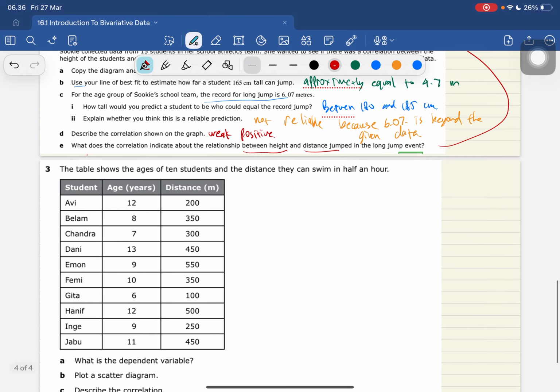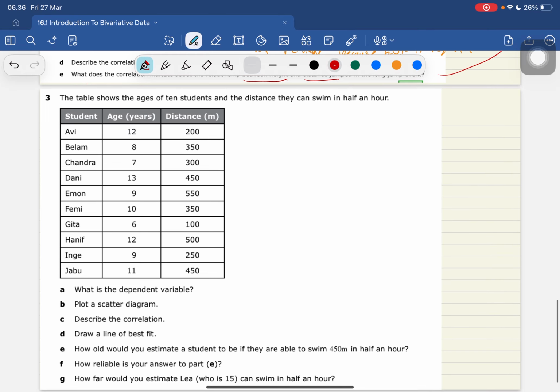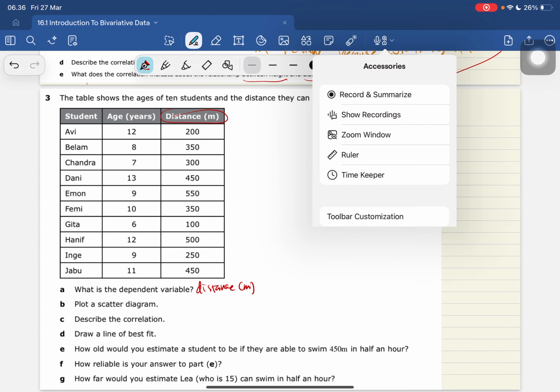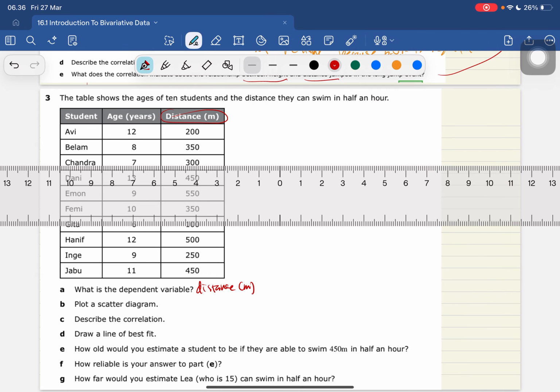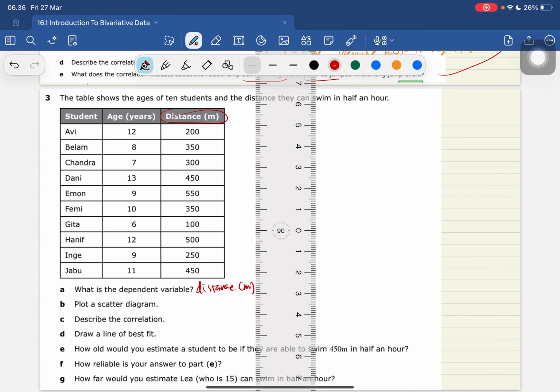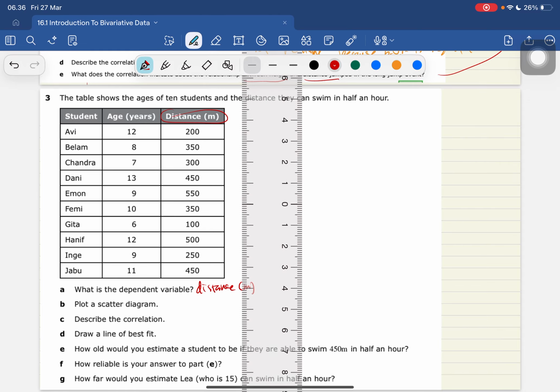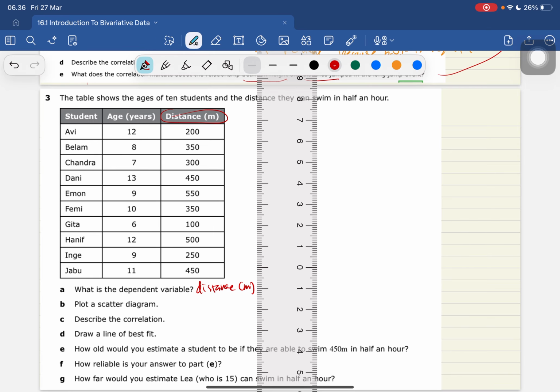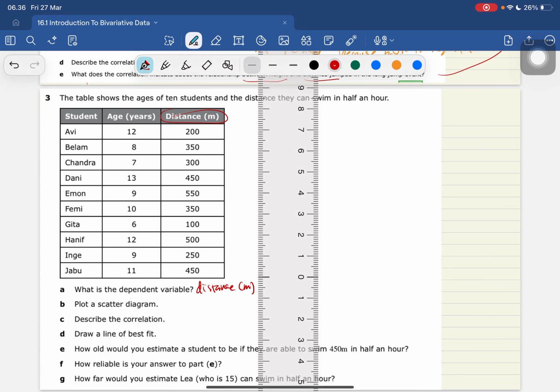Okay, there it is. Number 3. Okay, what is the dependent variable? The dependent variable here is the distance. So A is the distance. Plot a scatter diagram. Okay, so we need to draw it. Use a ruler. Okay, start from 0. Here it's going to be 100.